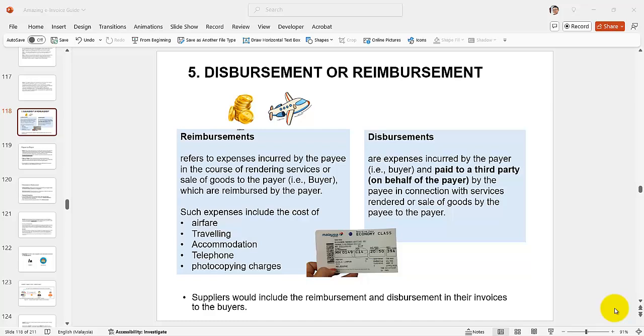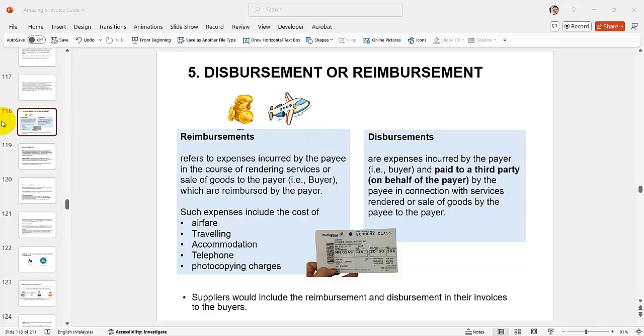Okay, so the evaluation also explains about disbursement and reimbursement. So what is reimbursement? It refers to the expenses incurred by the payee in the cost of rendering services or sales of goods to the payer, which are reimbursed by the payer. And disbursements are the expenses incurred by the payer and paid to a third party on behalf of the payer by the payee in connection with the service rendered or sales.